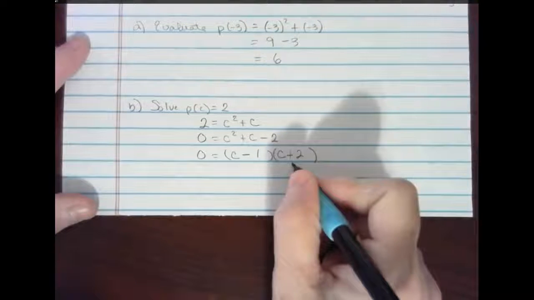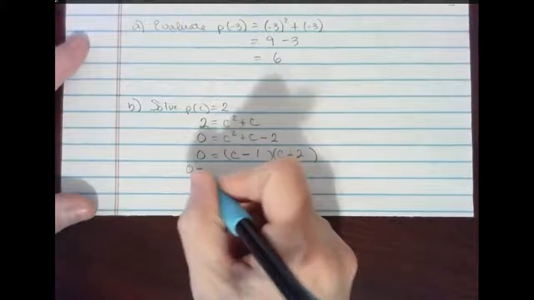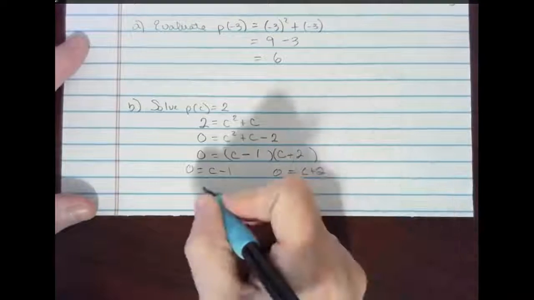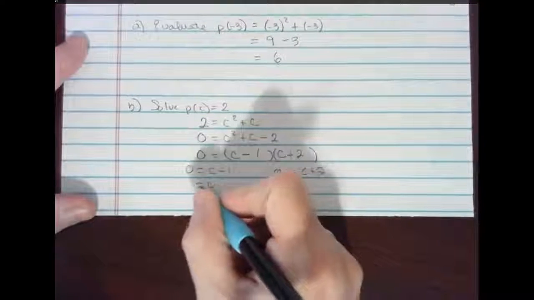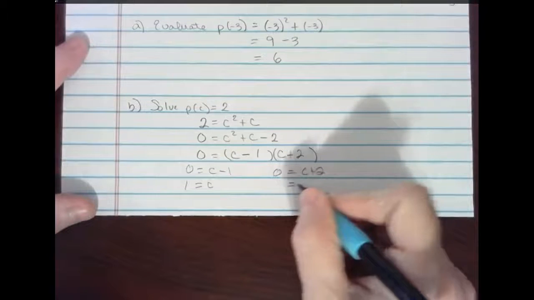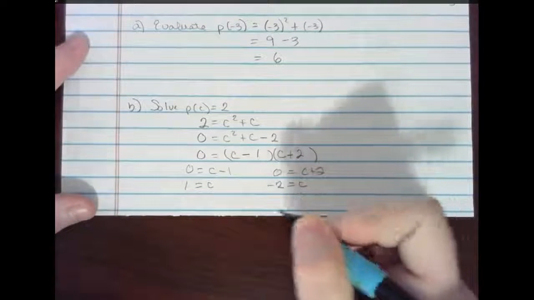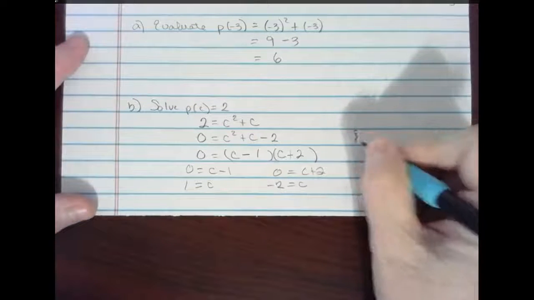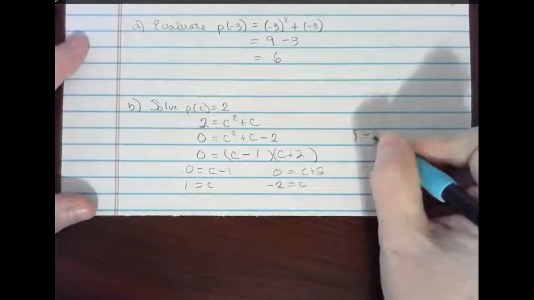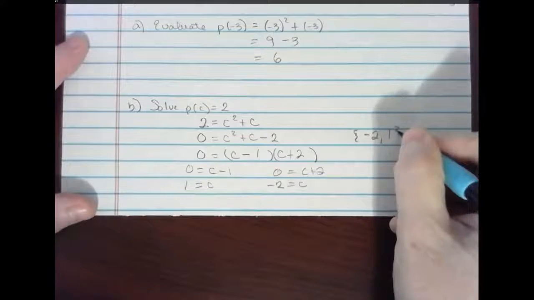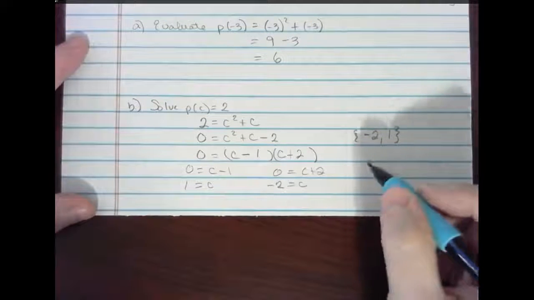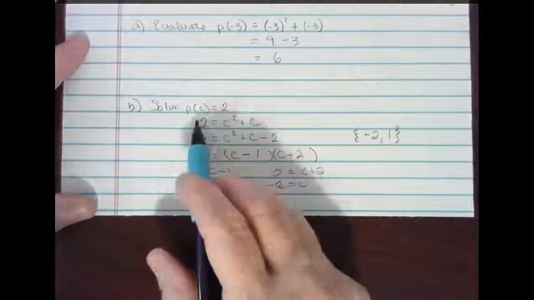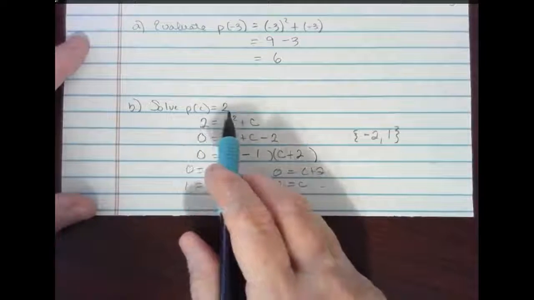So now that I have this factored, set each one equal to 0. So it looks like c equals 1 and c equals -2. And depending on if it wants it in set notation or just the two numbers separated by a comma, -2 and 1 would be the solution for p of c equal to 2.